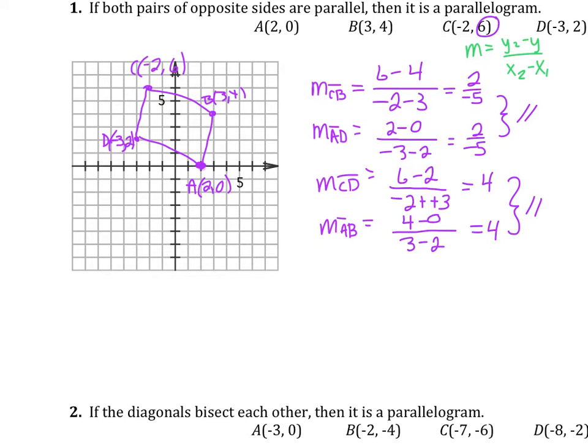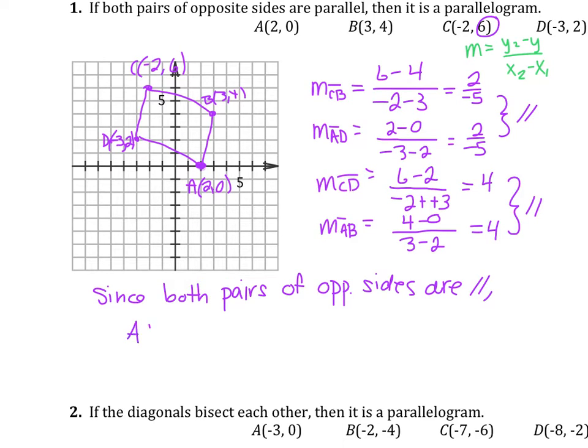All right, so I would say since both pairs of opposite sides are parallel, A, B, C, D is a parallelogram. Whoops, that should say B.